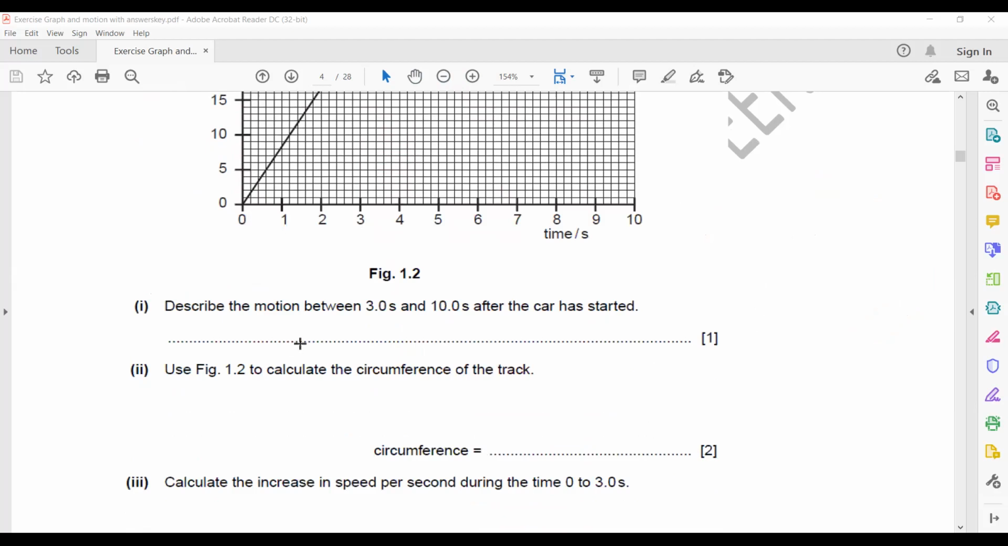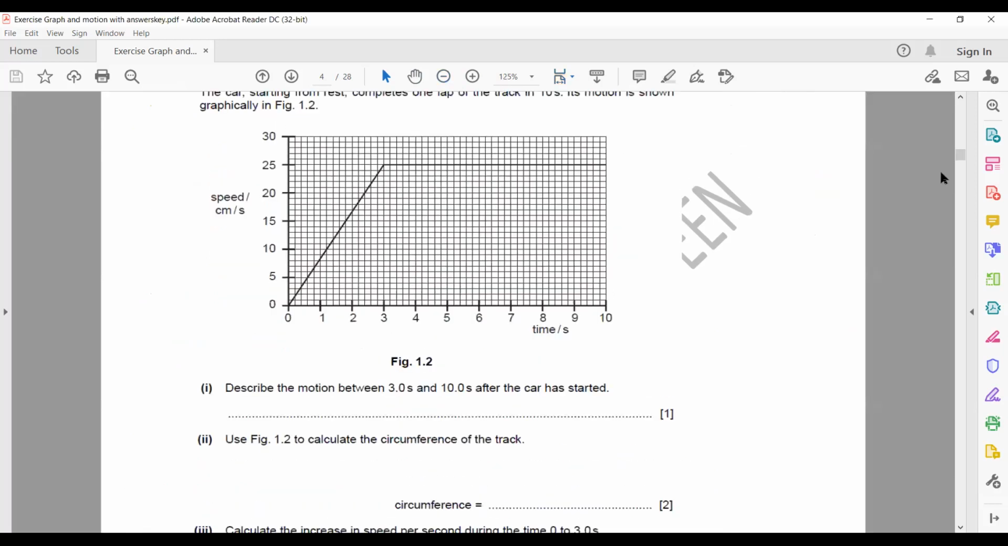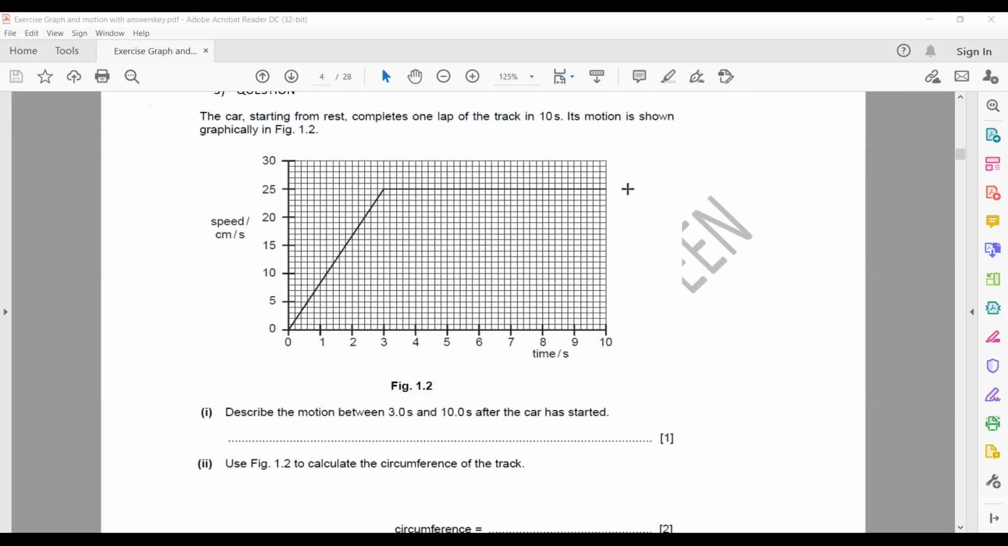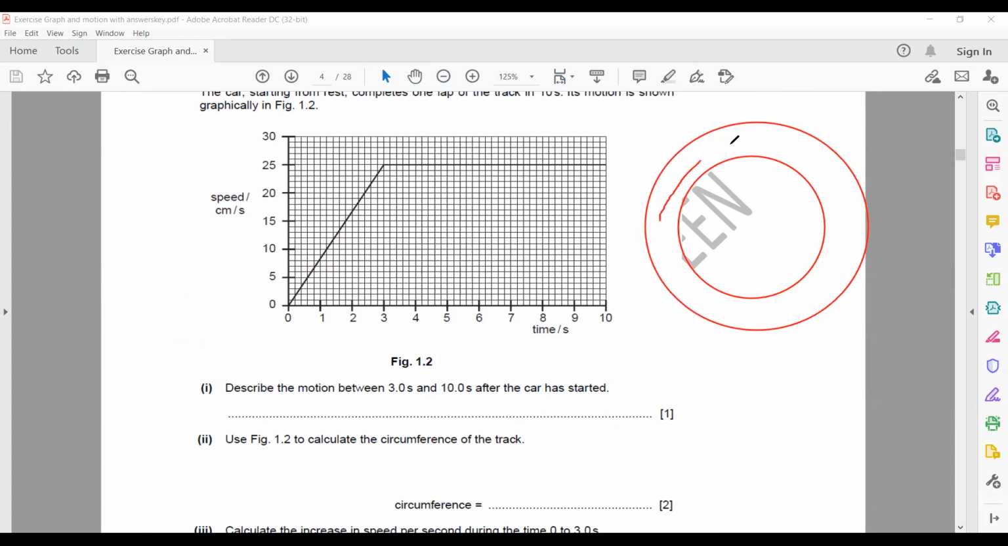Use figure 1.2 to calculate the circumference of the track. So basically, what will be the circumference of the track? The distance traveled by the car is equal to the circumference of the track. Like this was a track. So how much distance is traveled by the car in one lap? Say the car starts from here, starts the race from this point and finishes. So the distance traveled by the car is equal to the circumference.